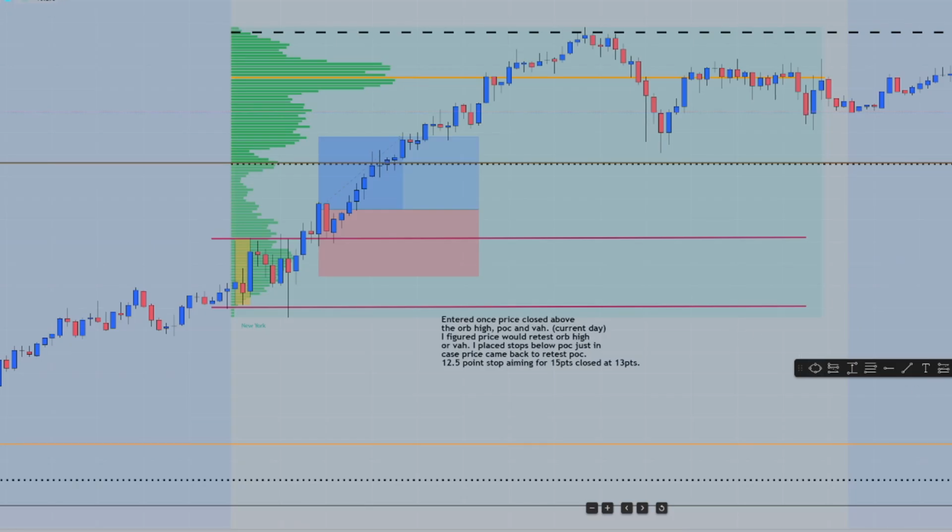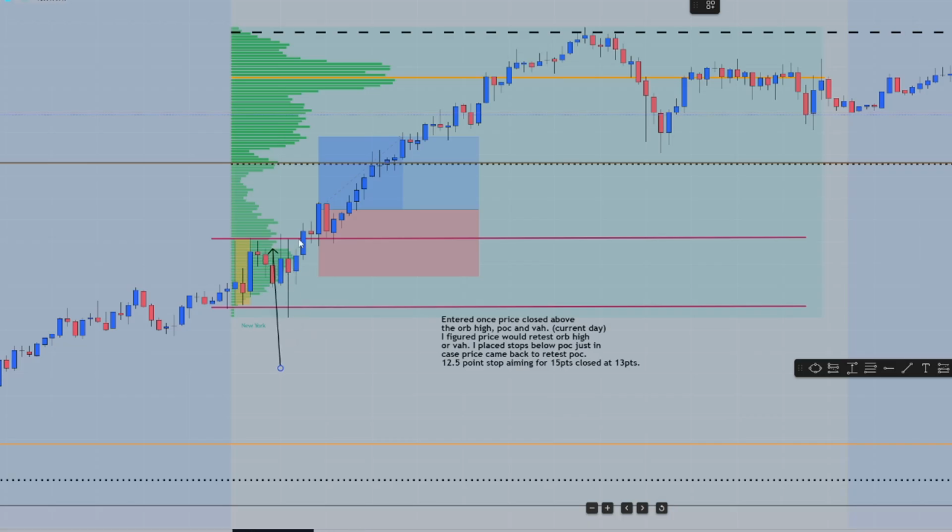So here we go. This was the ORB high, and this was the ORB low. So let's read what went down that day. Entered once price closed above the ORB high, POC and VAH for the current day.